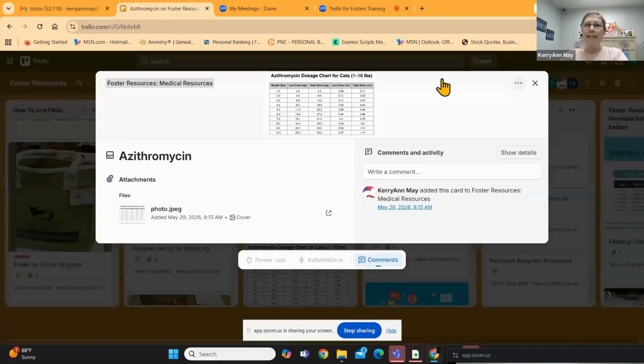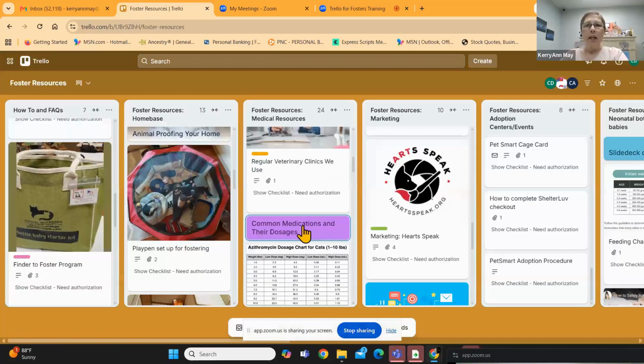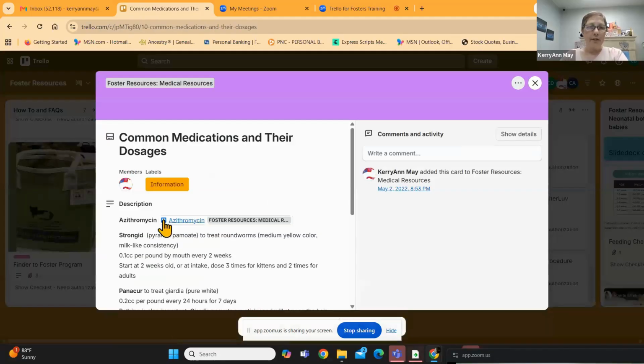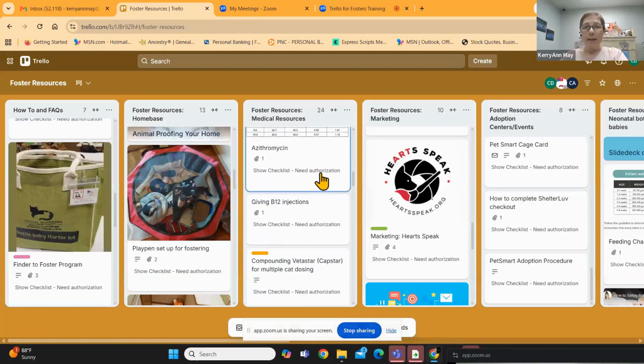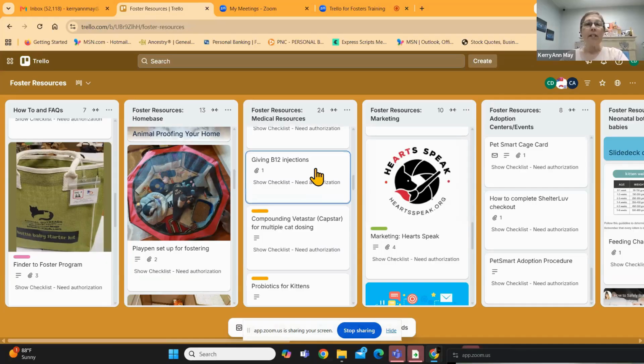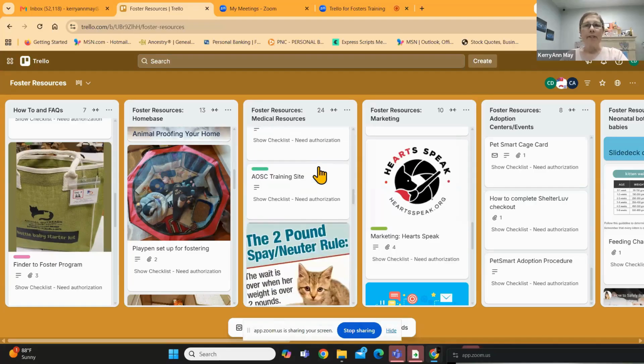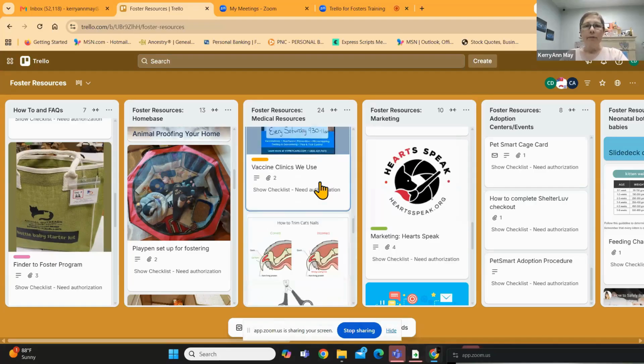Sometimes it does take you to another card, and you can see that because it has a little link there. Those are the dosages, and they're probably one of the things that you'll access the most. Down below in the medical resources, it has lots of specialized information about things like B12 injections. We give those to kittens that are not feeling very well. They might have diarrhea, upper respiratory issues, or just not be doing well. It's like an immune system boost. It's very handy.